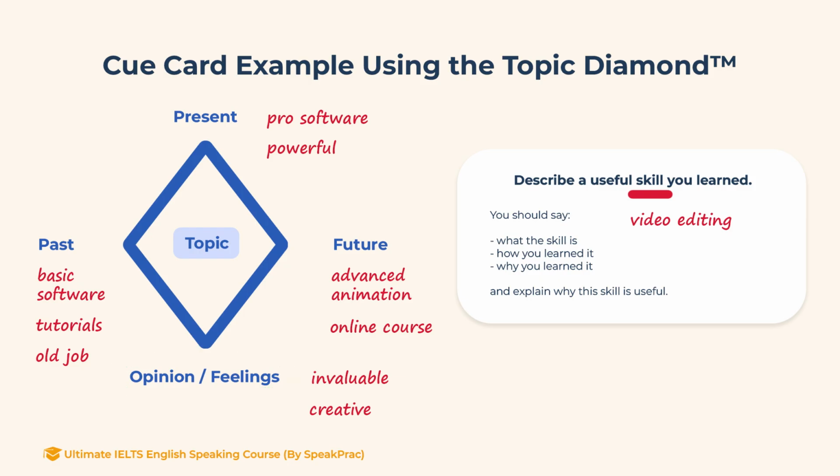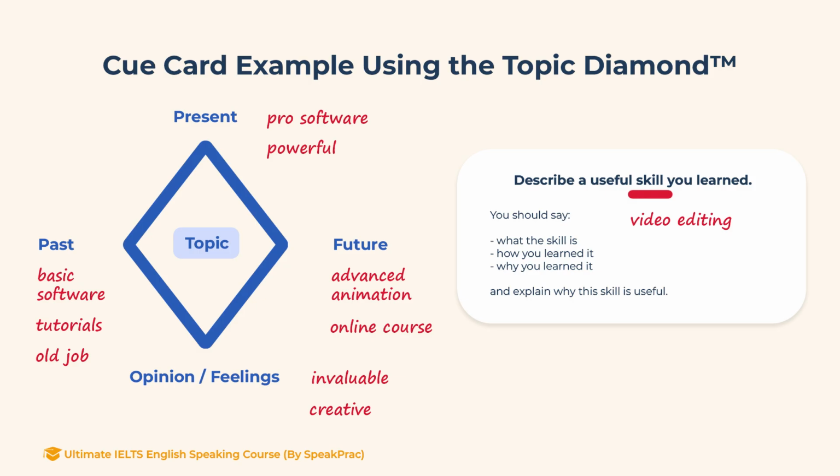And stop. See, I spoke for nearly 2 minutes, hit all the key points, told a personal story, and I never felt like I was going to run out of things to say. The IELTS Speaking Part 2 structure provided by the topic diamond made it flow naturally. I could have easily kept going.